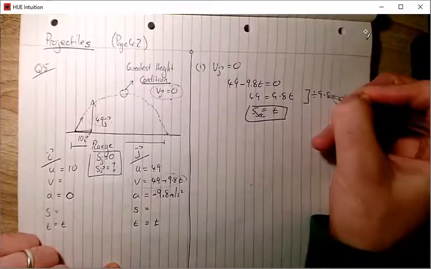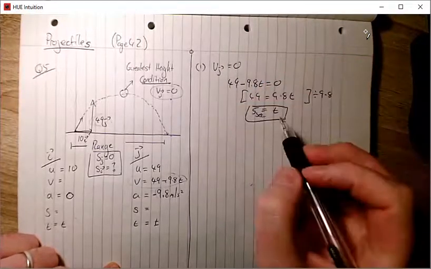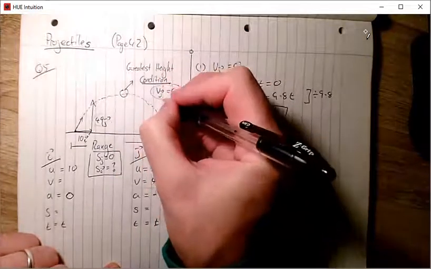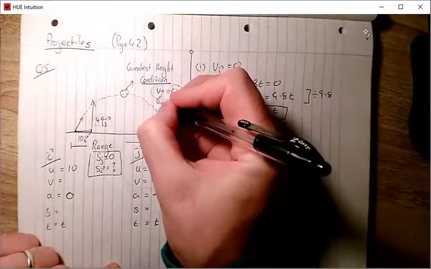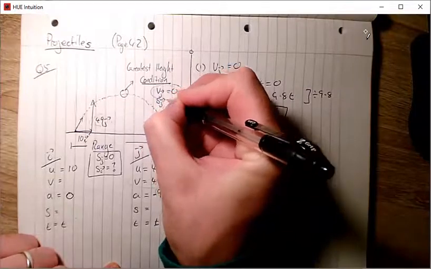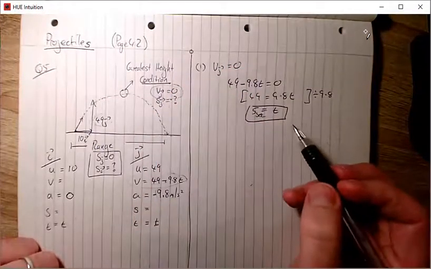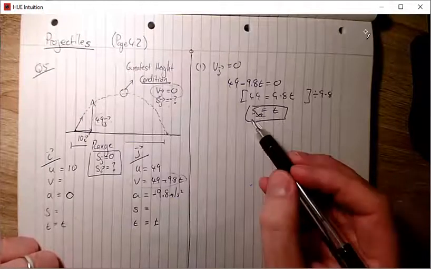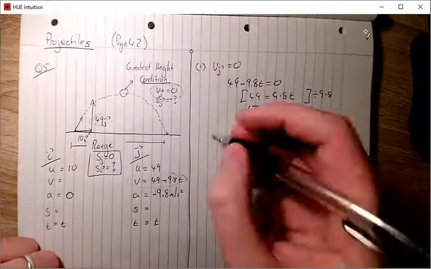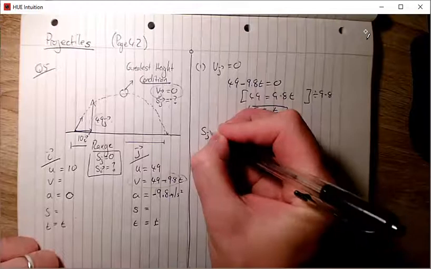I divided through there by 9.8. Now, what I should have said here was that the velocity in the j direction equals 0, but what we want is the displacement in the j direction. So let's find the displacement in the j direction when the velocity in the j direction is 0. So you're going to say, if t is 5 seconds, what's my displacement in the j direction?